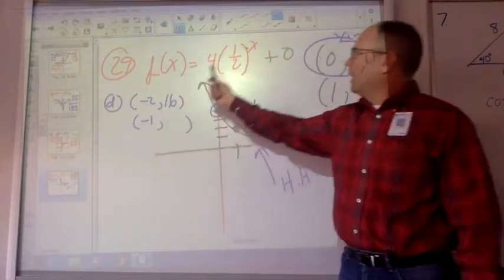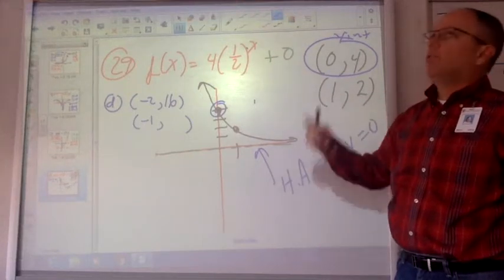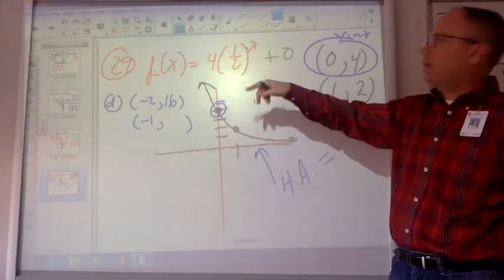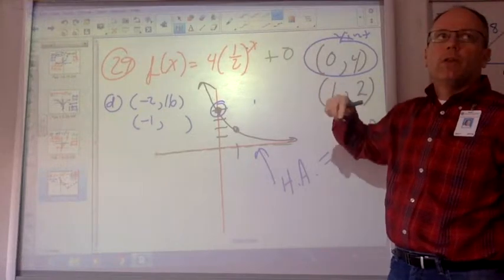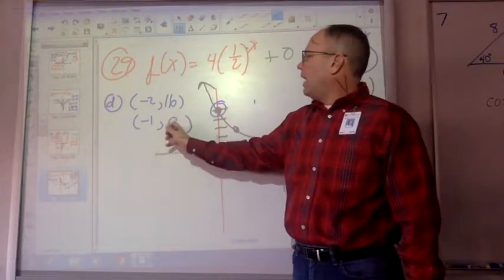Same thing here. I'm plugging -1 in. If I plug -1 in, I get 1/2 to the -1 power. Flip the fraction, so it's 2 to the first. 2 to the first is 2. 2 times 4 is 8.